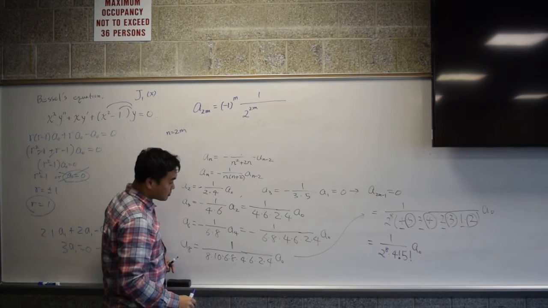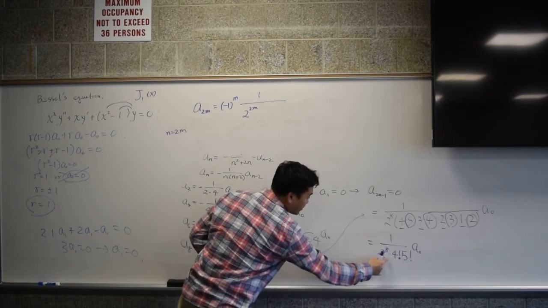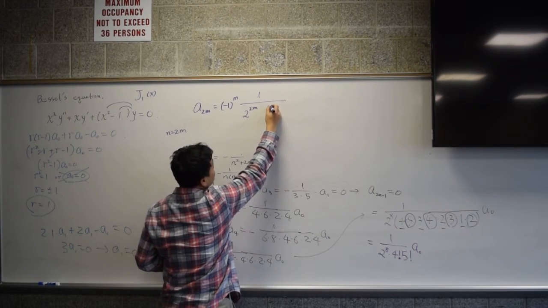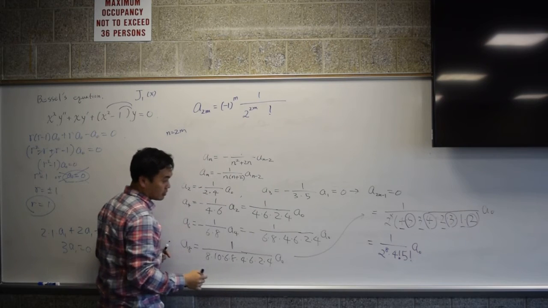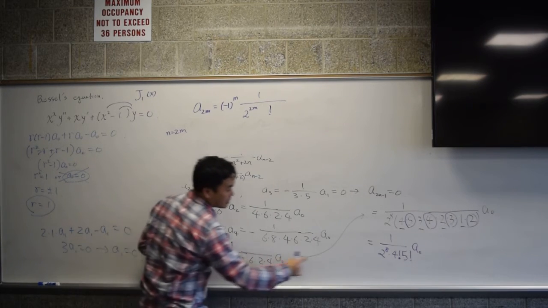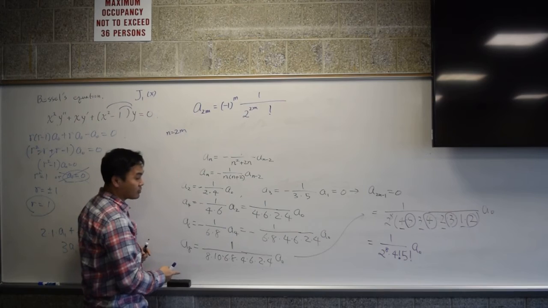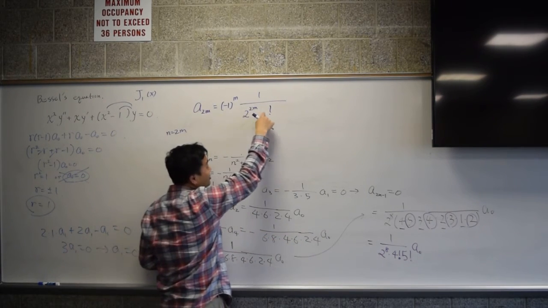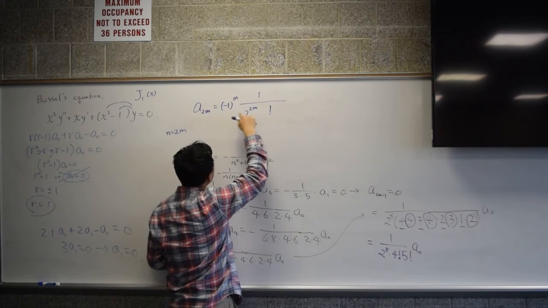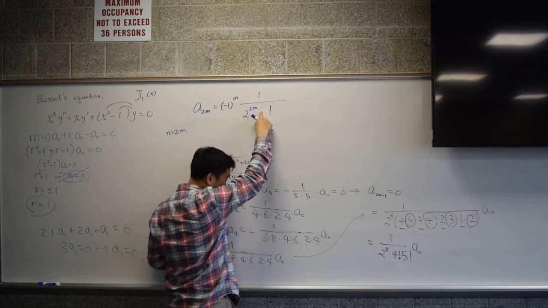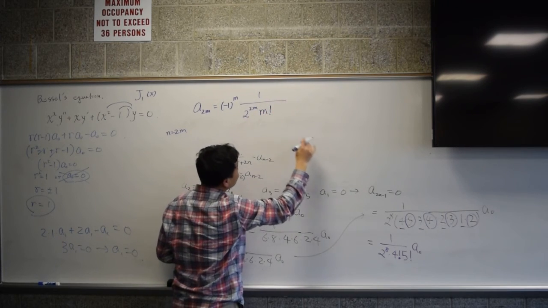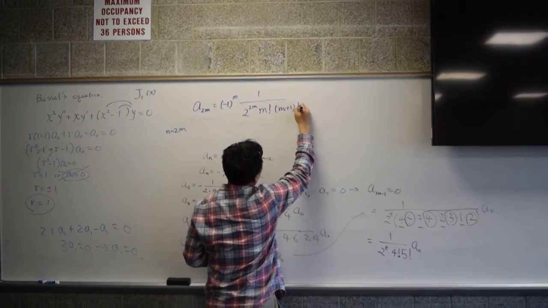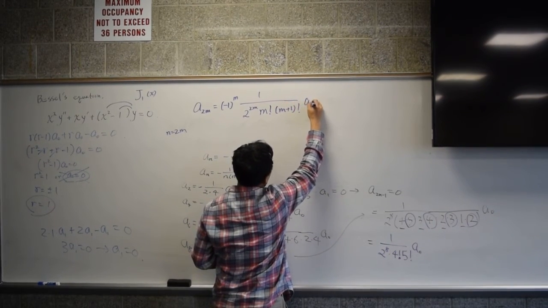And then I see that 4 is like half of 8, right? So what factorial should I write here? If it's 8, I need 4. If it's 10, I need 5. So if it's 2m, I need m. And the next number is just 1 more than m, so that's m plus 1 factorial times A0.